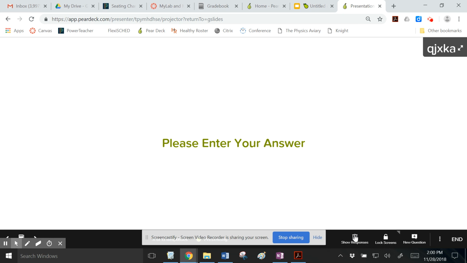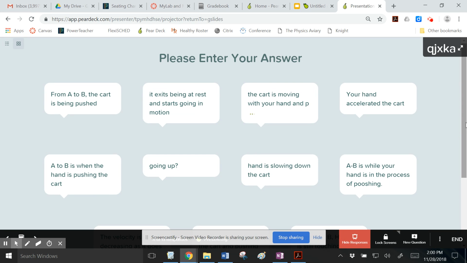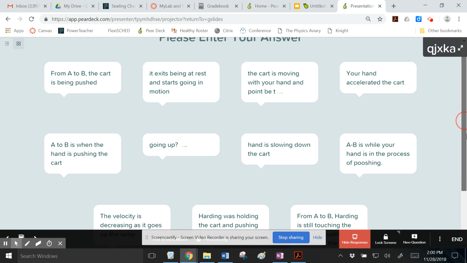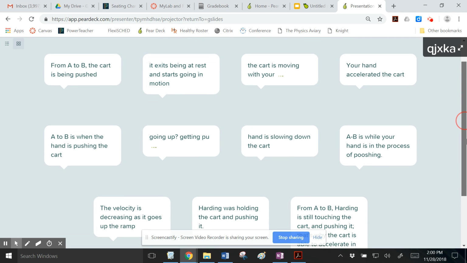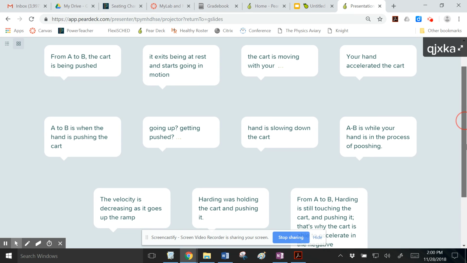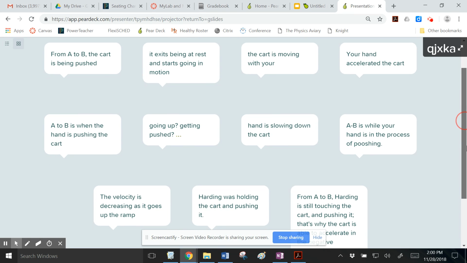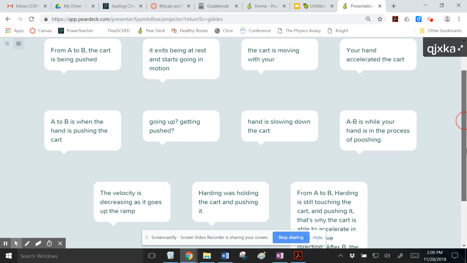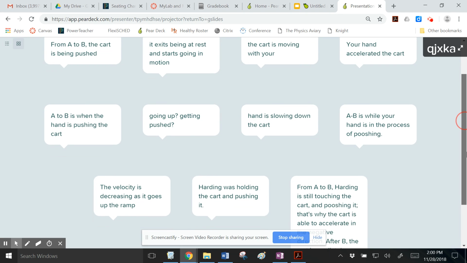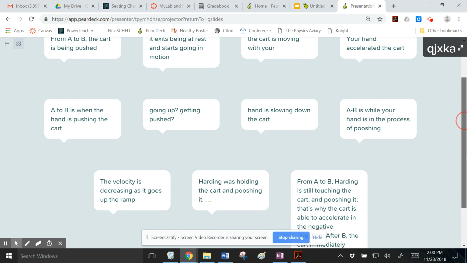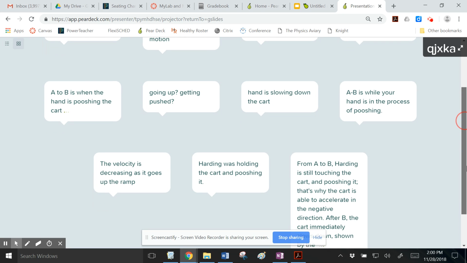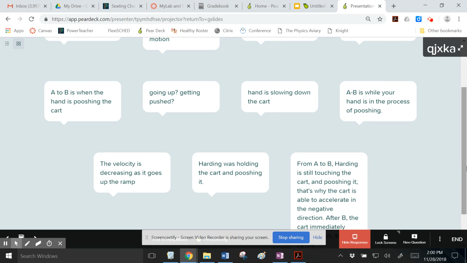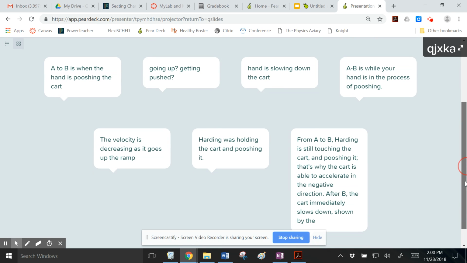Oh. All right, so I've got from A to B, the cart is being pushed. It exits being at rest and starts going in motion. The cart is moving with your hand; the hand accelerated the cart. A to B is when the hand is pushing the cart. Going up, getting pushed. A to B is while your hand is in the process of pushing. Harding was holding the cart and pushing it.